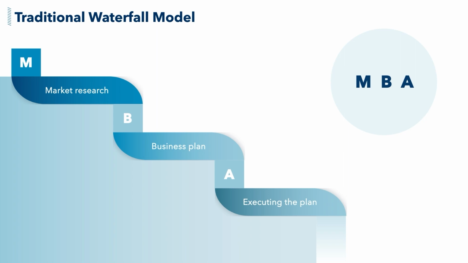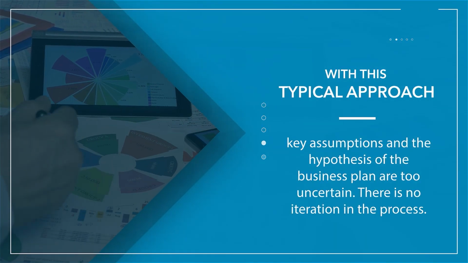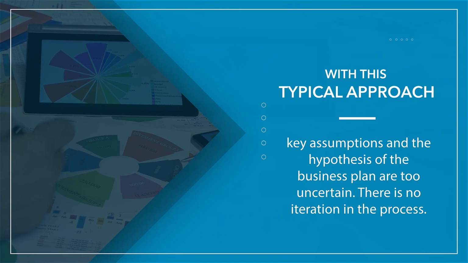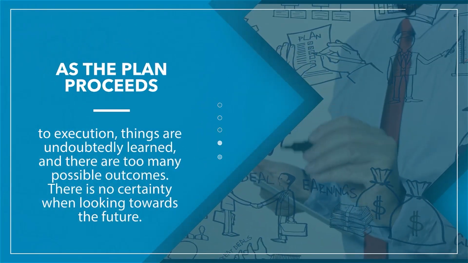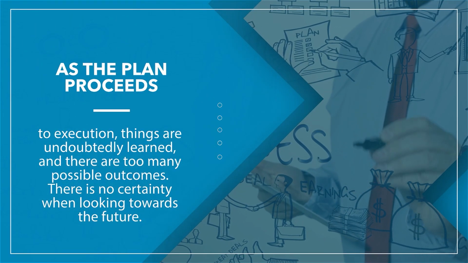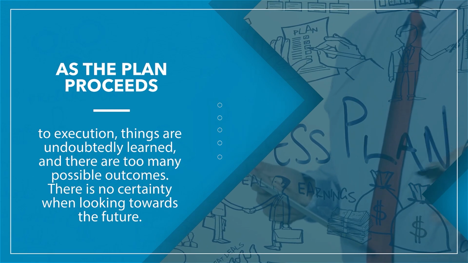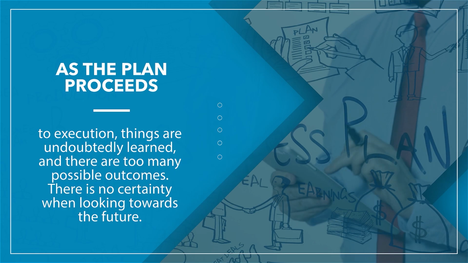So what's wrong with this approach? With this typical approach, the key assumptions and hypotheses of the business plan are too uncertain. There's no iteration in the process. As the plan proceeds to execution, things are undoubtedly learned, and there are too many possible outcomes. There is no certainty when looking towards the future.